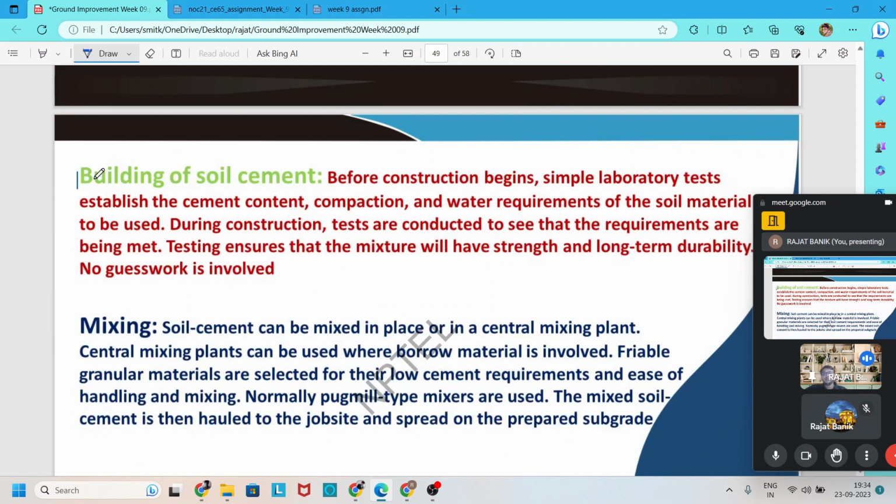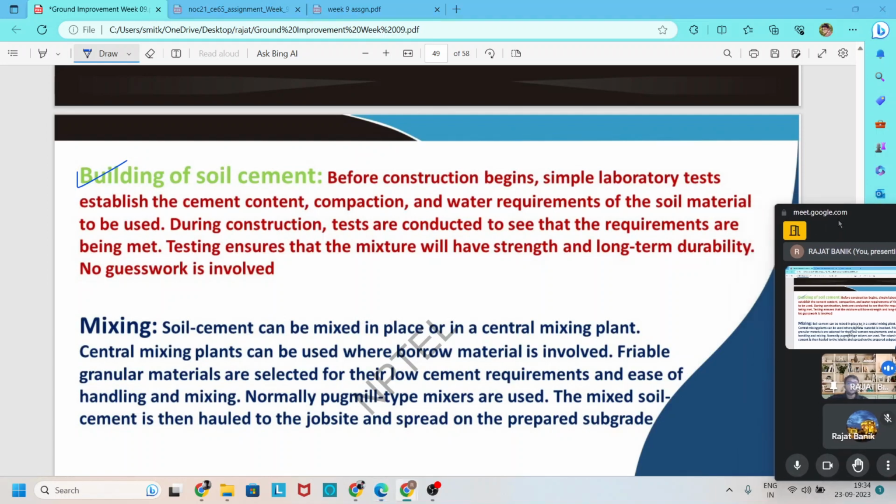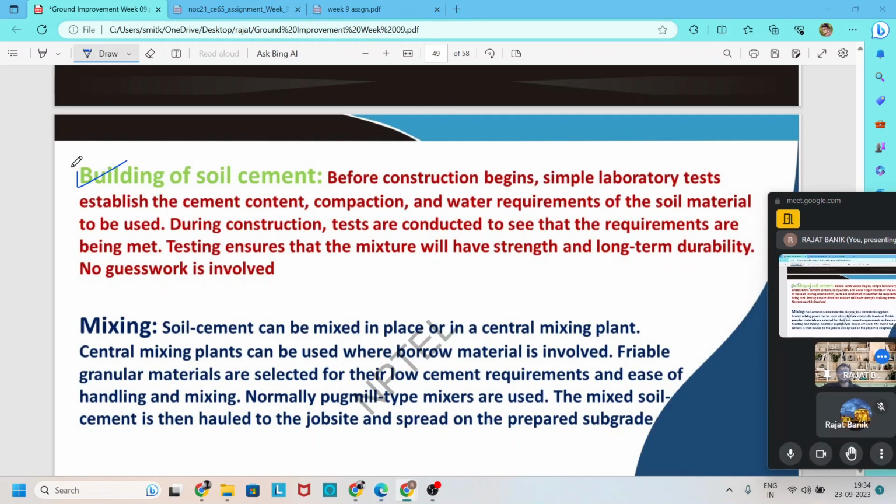Now we discuss the building of soil cement. What amount of cement can we use in the field? Before construction begins, simple laboratory tests establish the cement content. By these simple laboratory tests, we find out how much cement is required, and also the compaction energy and water requirement for this soil.